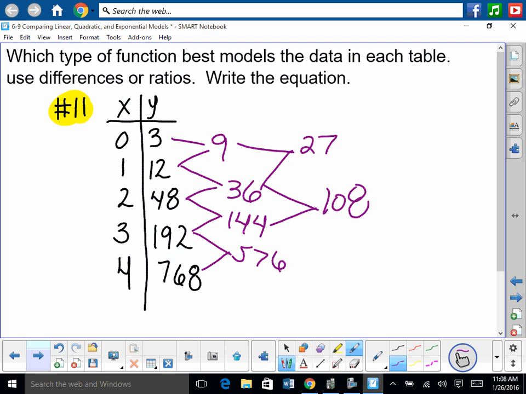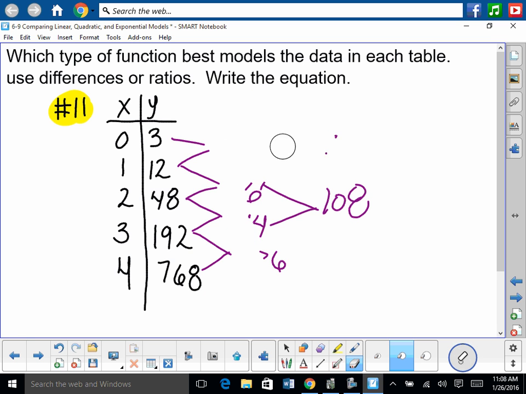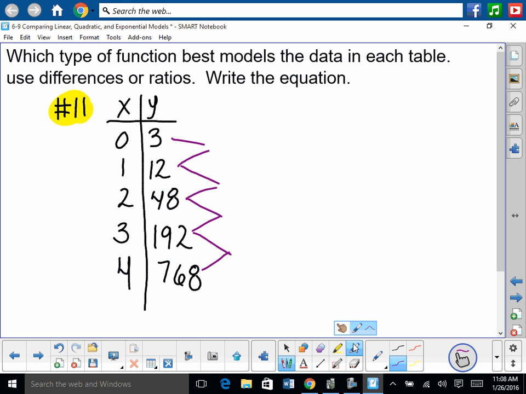Okay, so I'm going to erase that. Go back to here. We know it's not linear, it's not quadratic. So you have to divide. So now we're going to divide, but the catch is you still have to take the y value that comes before the y value above it. What's 12 divided by 3? 4. What's 48 divided by 12? 4. What's 192 divided by 48? And 4. So keep in mind, it was division. So we got the same thing when we divided. Therefore, it's exponential.